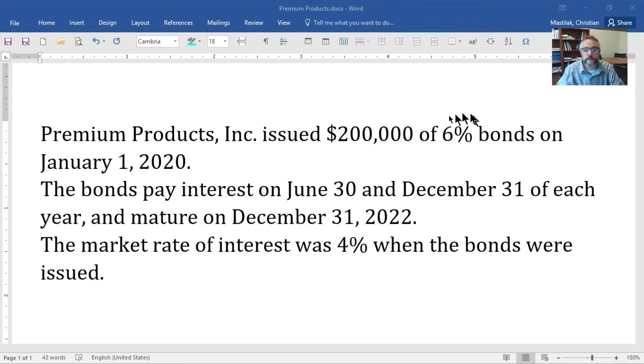So the coupon rate is given at 6%, or the stated rate. The face amount is $200,000. The market rate of interest was 4% when the bonds were issued. So the first thing we need to do is price these $200,000 6% bonds that pay interest semi-annually, discounted at a market rate of 4%.